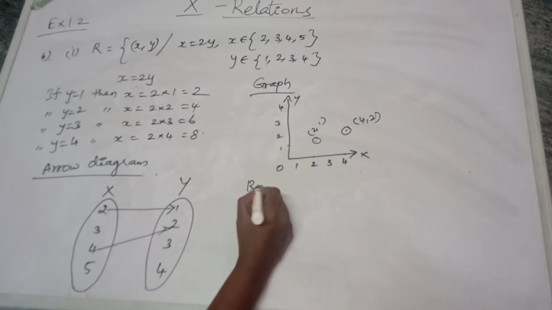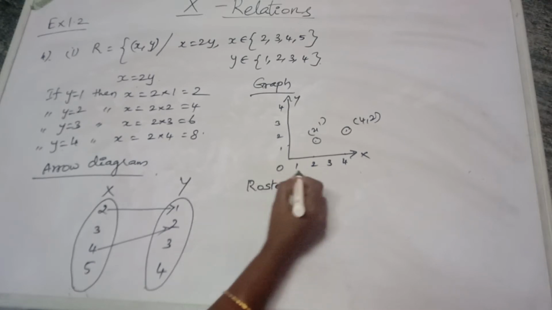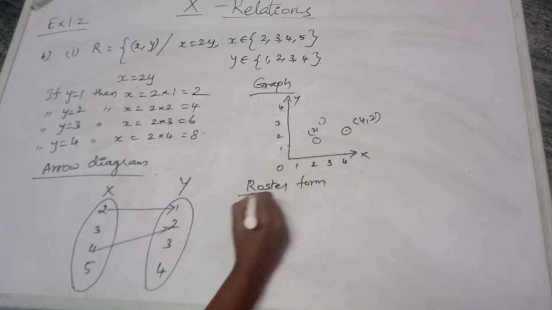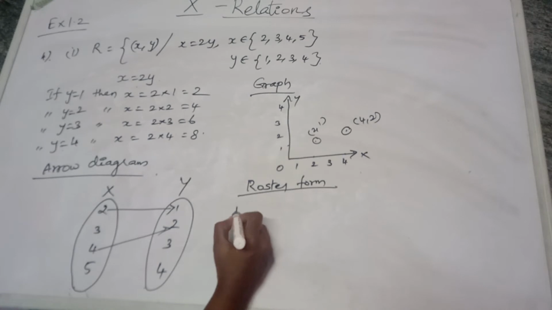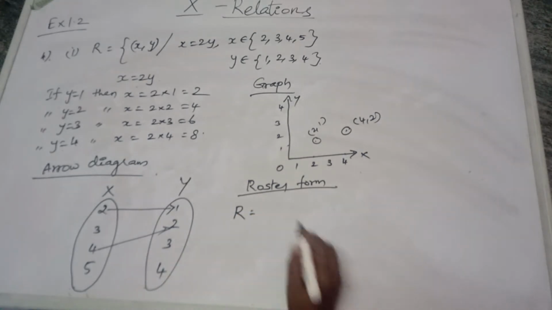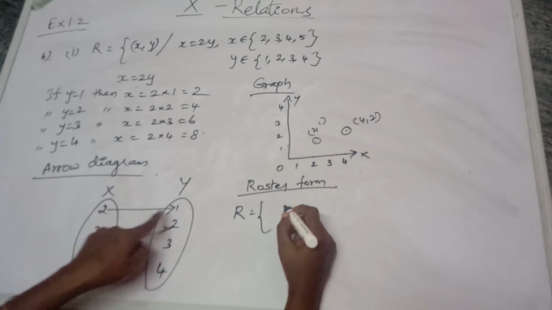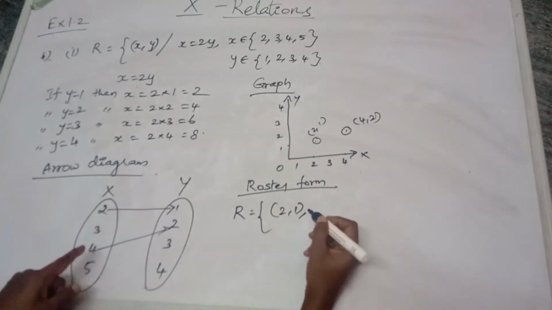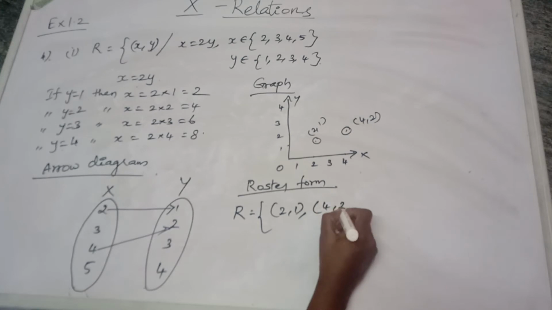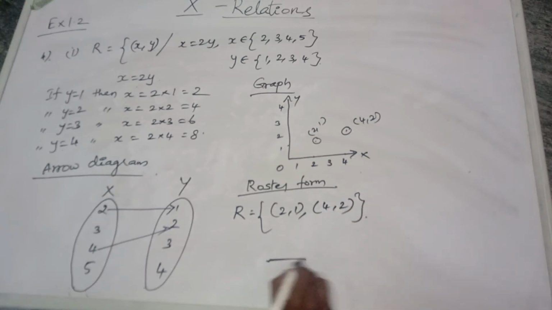Roster form. Roster form means you have to write the elements of the relation directly inside the set notation. Okay, what are the elements? 2 is related to 1, so (2, 1), and 4 is related to 2, so (4, 2). That's all. This is the roster form.